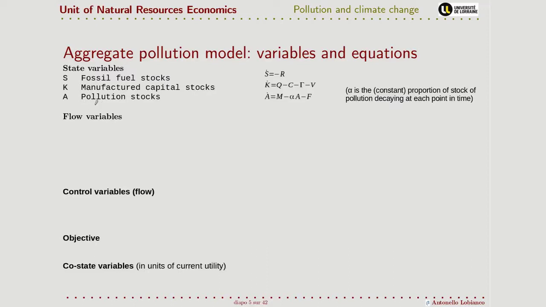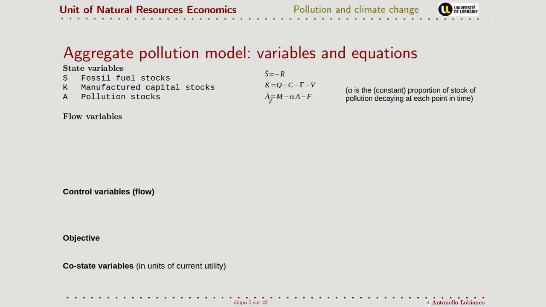To sum up, mathematically, we have three state variables: the fossil fuel stock, the manufactured capital stock, and now the new pollution stock that we call A. All these three stocks move according to these three equations. So the variation in time of the stock is what we extract. The variation in time of capital is given by what we produce, less what we consume, less what we allocate to pay for extraction cost, less what we allocate to pay for our new mitigation options.